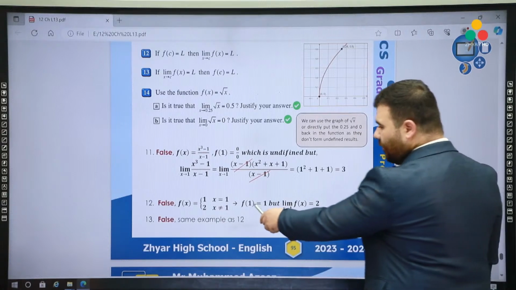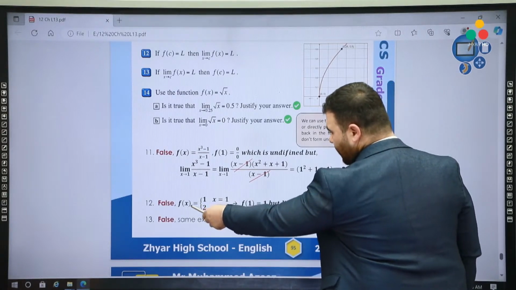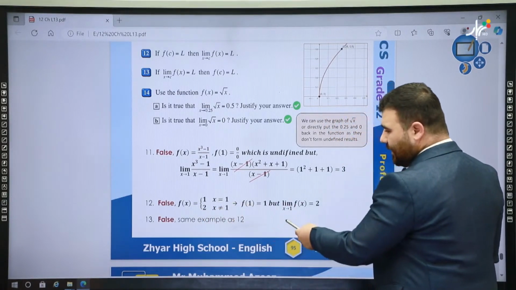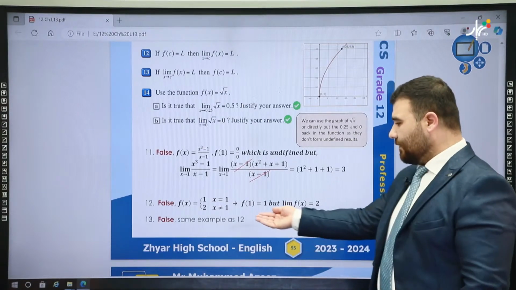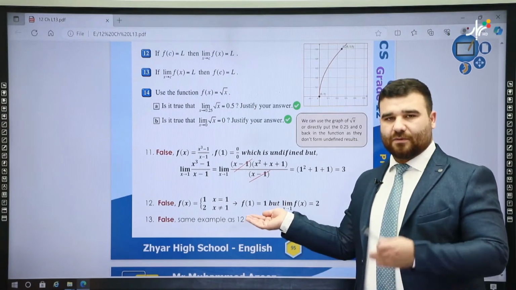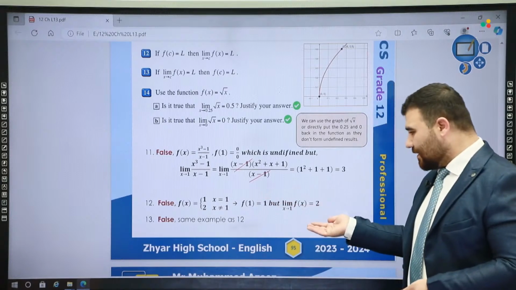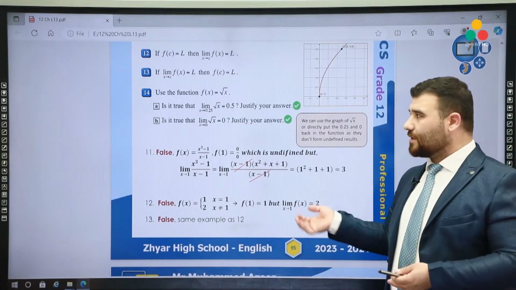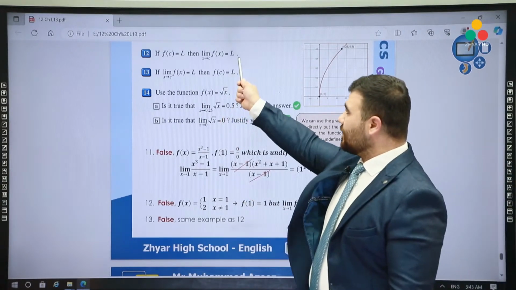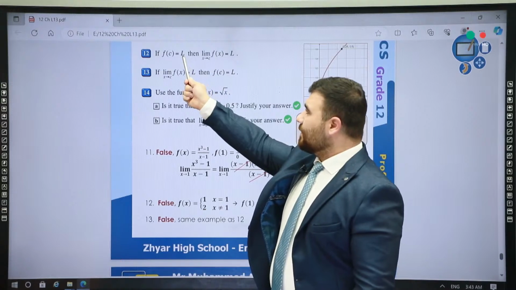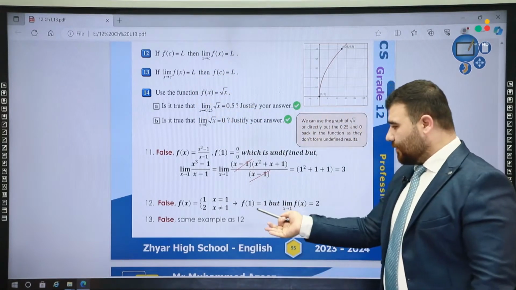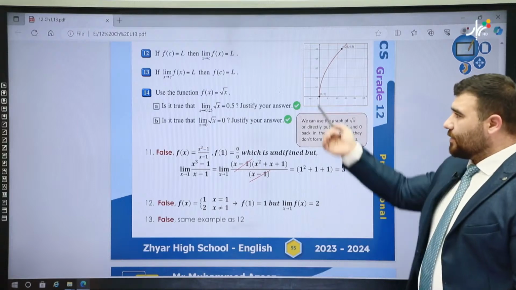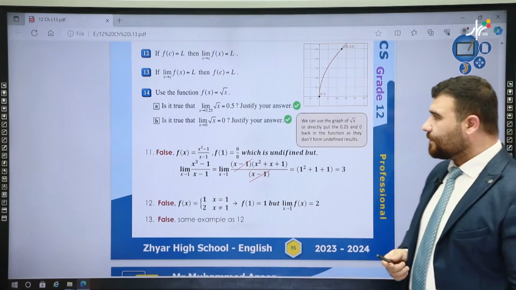Then f of 1, it's obvious, f of 1 is 1. But limit x tends to 1 for f(x) is 2. Then the value of the function exists and it's equal to 1. The limit exists and it's equal to 2. This means they are not equal. Here it's written L, L. This means they are equal, the function and the limit, but we show that they could be different. This makes question 12 false.